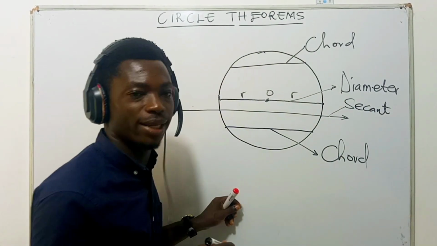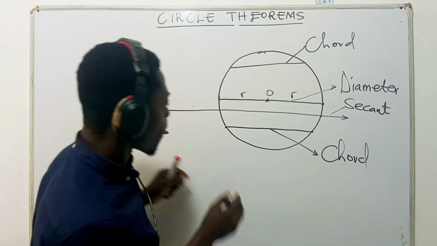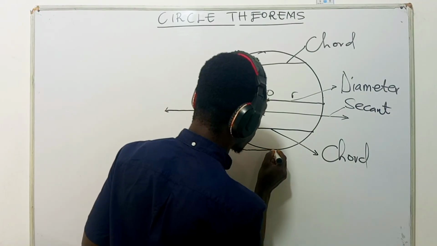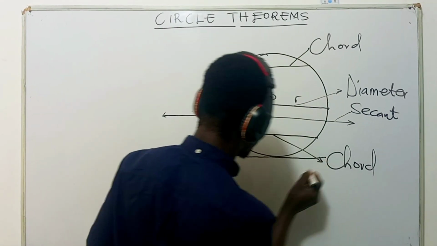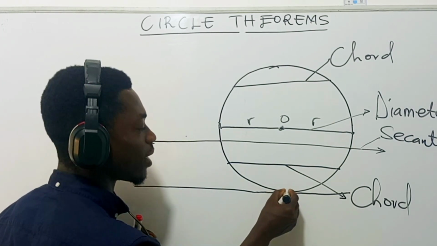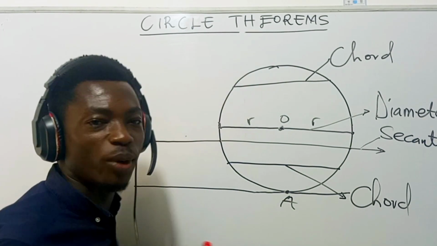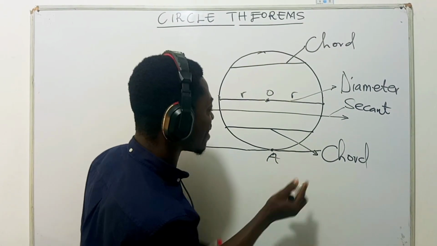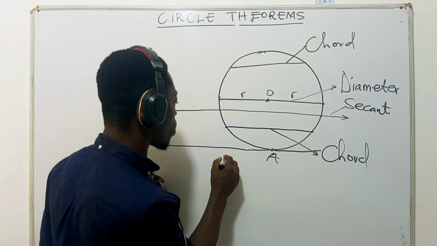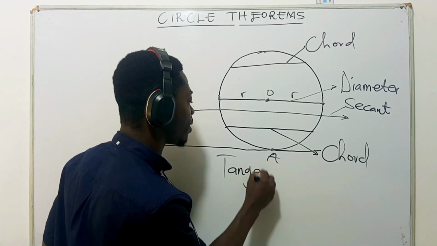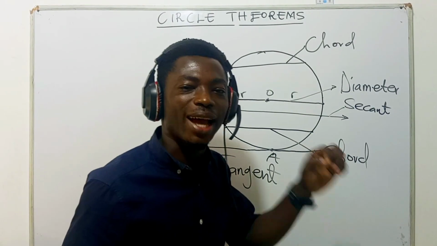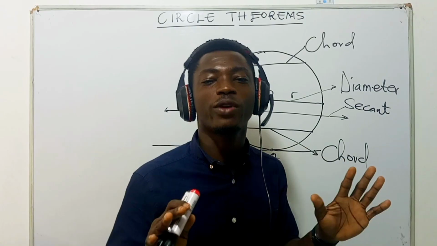So this is a secant. As simple as that. Now, again, if we have a straight line like this, which is getting closer and closer to the circle, and then it is touching 1 point on the circumference of the circle here, let's call it point A. Because this line is touching exactly 1 point on the circumference of the circle, this line is what is known as a tangent. So a tangent is basically a straight line which touches exactly 1 point on the circumference of the circle.